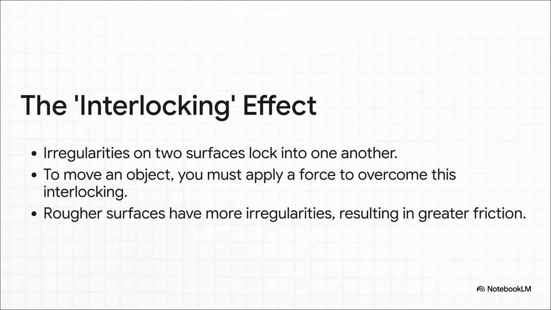So when you put two surfaces on top of each other, all those microscopic peaks and valleys, those irregularities, they just crash into each other and get stuck. They interlock. That feeling of friction, that's literally the force you need to break those tiny bonds and drag the mountains of one surface over the mountains of the other. And it just makes sense, right? The rougher the surface, the bigger those mountains, and the more force it's going to take.